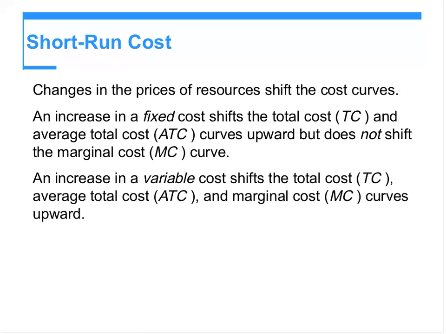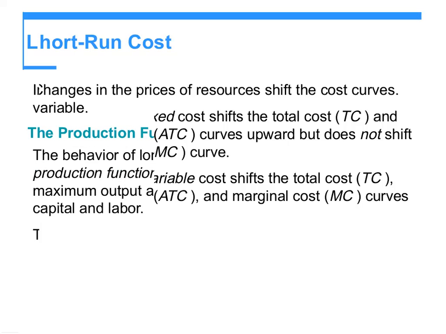Exactly the same argument that we just had, and now we're talking about the impact of the prices of resources. If the prices of resources are going lower, definitely that will help us to save more money, less cost, and so on. And an increase in variable cost shifts the total cost TC and average total cost ATC. So the same thing, an influence on MC will happen as well.